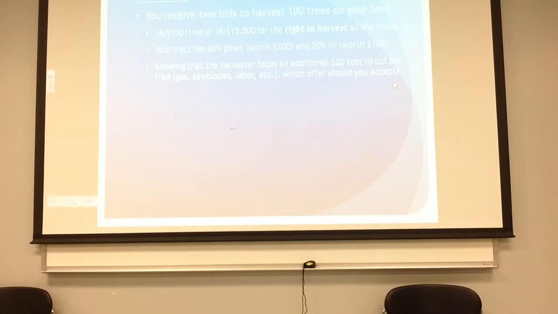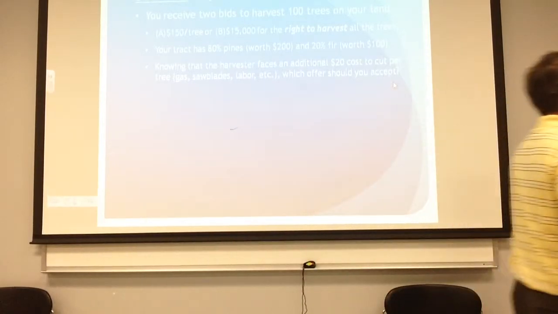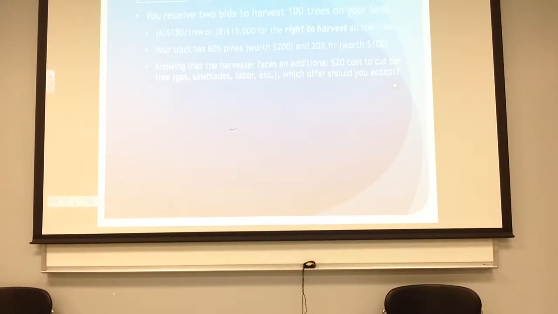In the video, they talk about, if you take the first bid, that guy's only going to cut down trees if they're worth more than what he's paying for them. For example, at $150 a tree, he's only going to cut down the ones that are beneficial to him. So what's the marginal revenue to him under contract A? $150, right? He's got marginal revenue of $150 per tree.